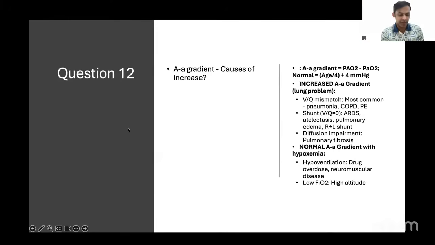No one has mentioned that. Okay, so there was a question about A-a gradient, what causes an increase. Probably it was either VQ mismatch or a shunt that they would have given as an option. Probably one of those two would have been in the options, which would have been the right answer there.